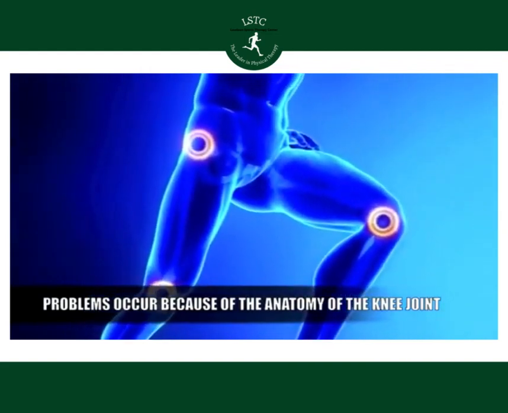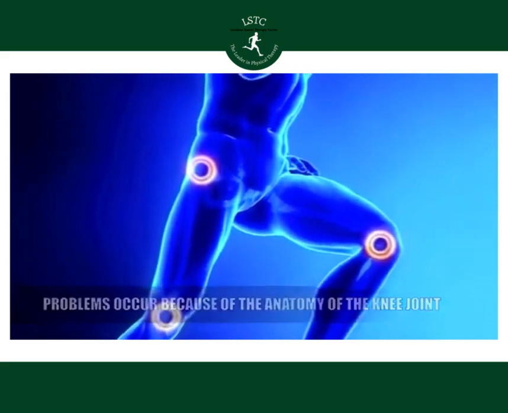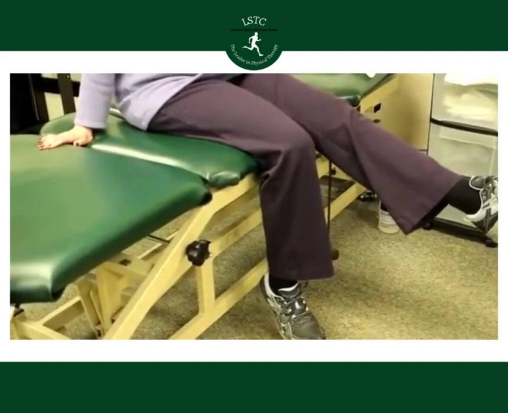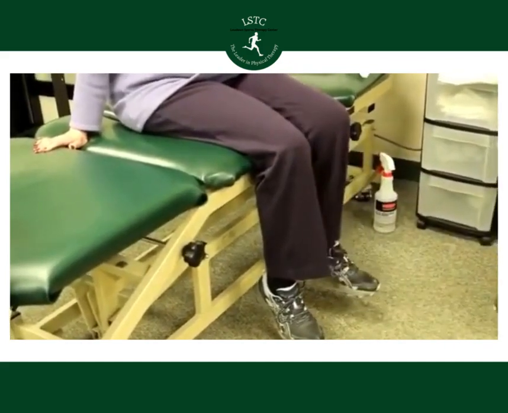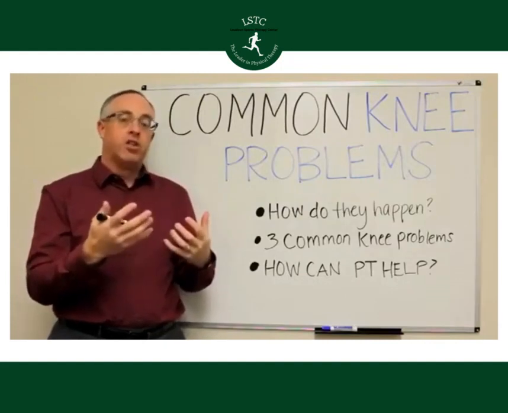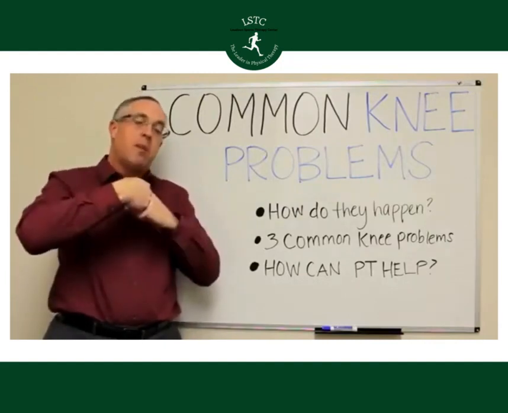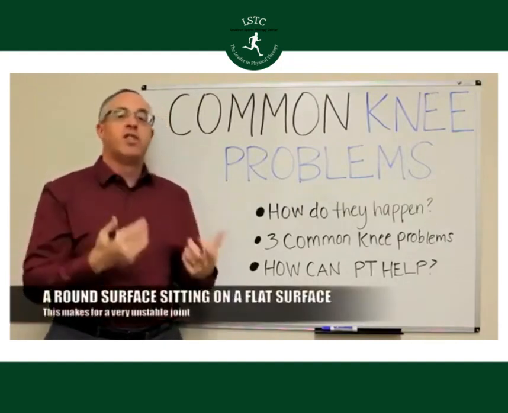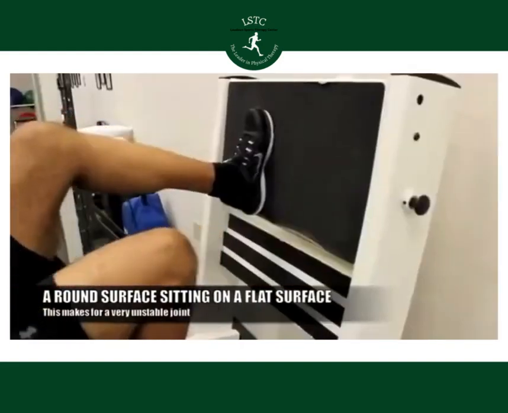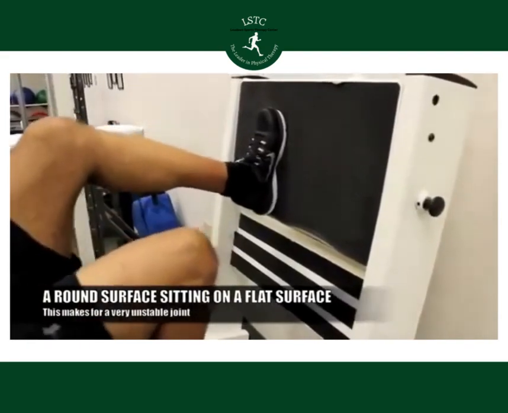Your knee is a hinge joint, so it's supposed to be just like the hinge of a door. But the difference between the hinge of a door and your knee joint is that there aren't two surfaces that fit into each other and interlock with each other, as in the case of a door, but in a knee they just sit on top of each other. So you have a rounded surface sitting on top of a flat surface, which makes it a very unstable joint, which is why the majority of knee problems get started in the first place.